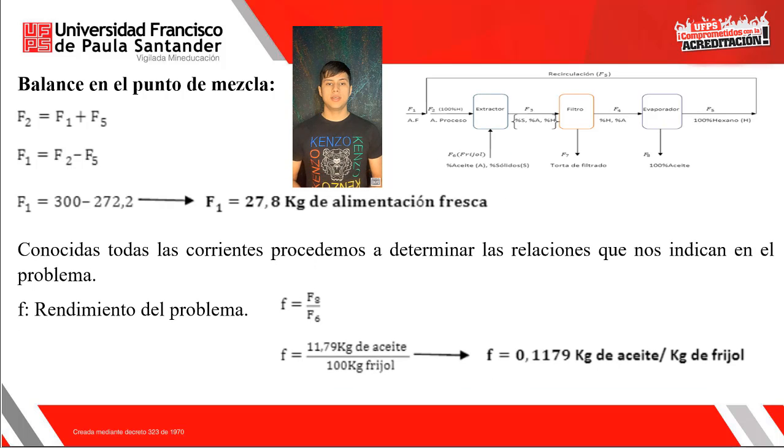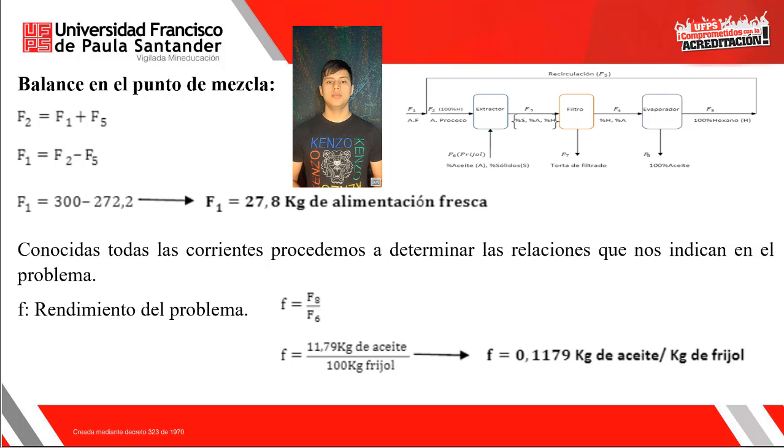We seek the balance at the missing point. By solving and replacing in the equation, we see that the missing point is the mixing point of recirculation. This is the result. F1 equals 27.8 kilograms of fresh feed. Note how the recurrent way we proceed determines the relationships that the problem asks for.